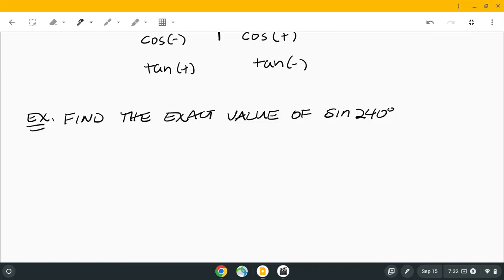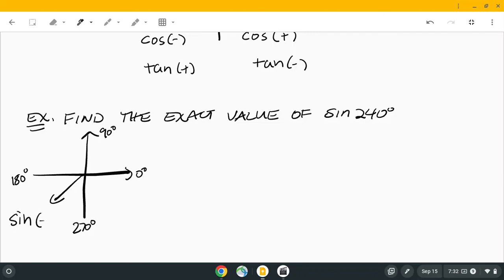Okay, so let's take a look here. All right, so again, I like to draw these. I think it's important to know which quadrant they land in. So let's see, 0, 90, 180, 270. Okay, so 240 is right in here somewhere, quadrant 3. Okay, and so we know that the sign in this quadrant is going to be negative. So our answer should be negative.